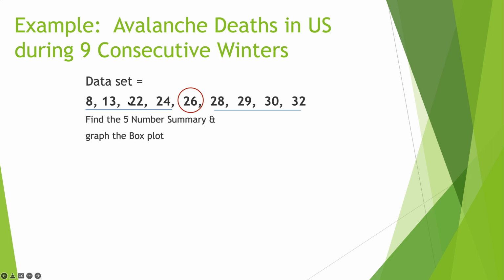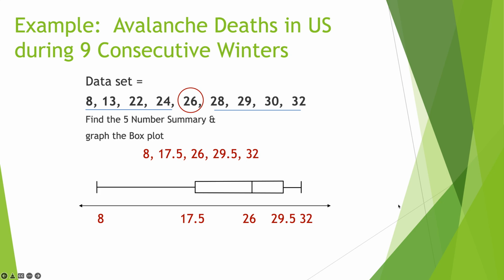So first I find out what's the middle of 13 and 22. I add them up and I divide by 2. 13 and 22 is 35, divided by 2 is 17 and a half. And over here, the middle of 29 and 30 is 29 and a half. So here's my five number summary. Minimum of 8, first quartile 17.5, median of 26, third quartile 29.5, maximum 32. So now I draw my box and whisker plot.